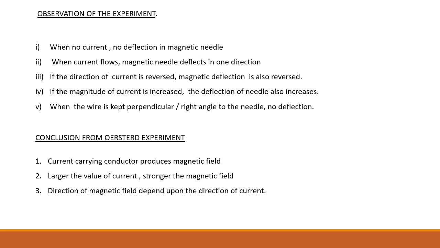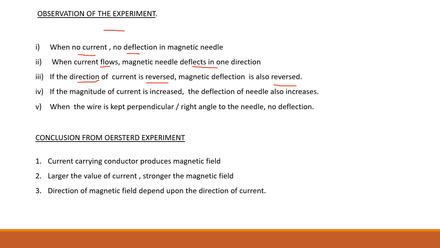So what was his observation during the experiment? He found that when no current is passing in the conductor, there is no deflection in the magnetic needle. When current flows, the magnetic needle deflects in one direction. If the direction of current is reversed, then the deflection of the magnetic needle is also reversed.